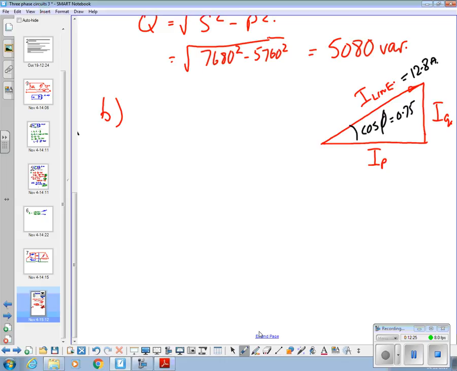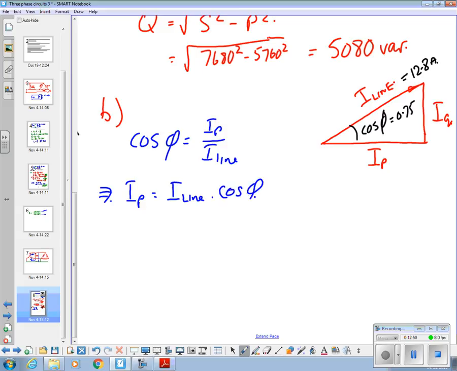12.8 times 0.75. Yeah, so you've gone down this route of I line, which rearranges to IP is I line cos of the angle. That is 12.8 times 0.75. You'd be wholly correct in that. Well done.